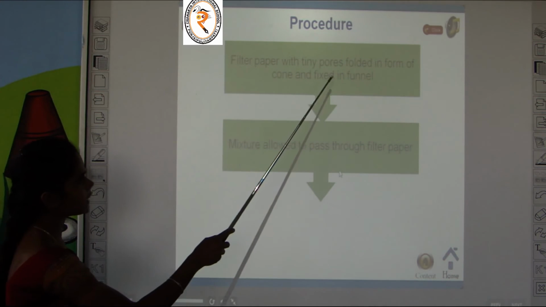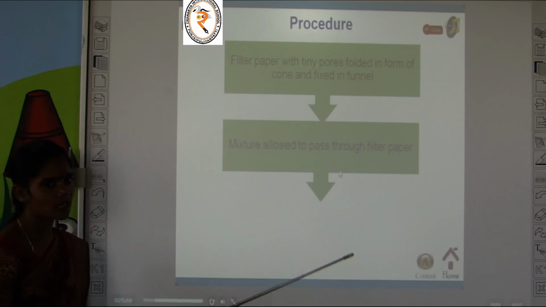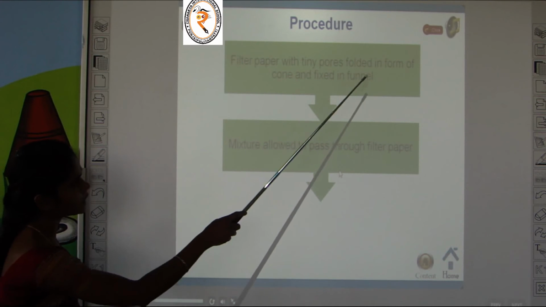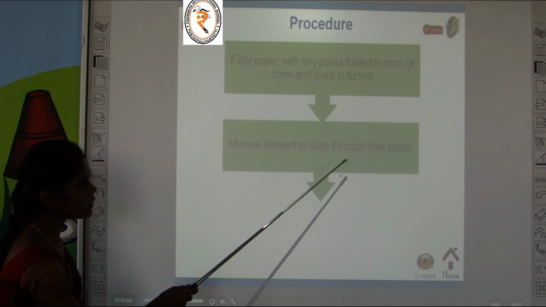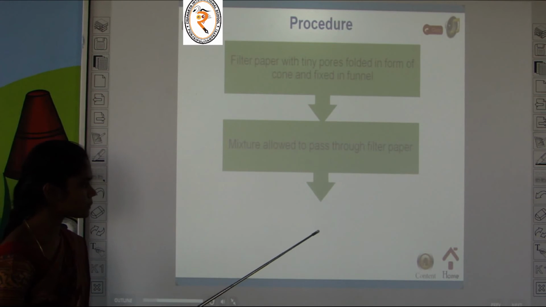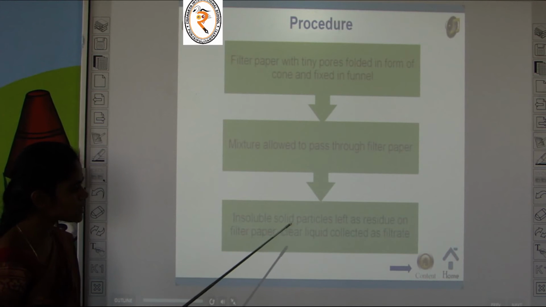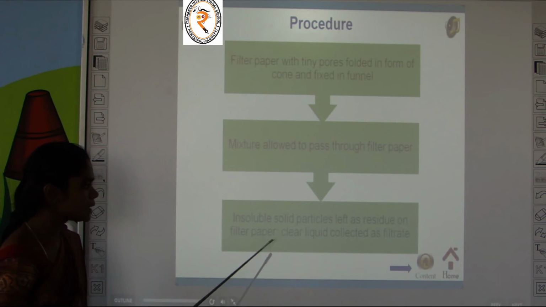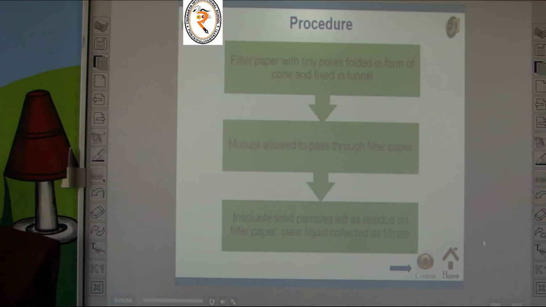Filter paper with tiny pores is folded in the form of a cone and fixed in the funnel. First we have to take the filter paper, fold it in the form of a cone and fix it in the funnel. Then the mixture is allowed to pass through the filter paper. When the mixture passes through, insoluble solid particles are left as residue on the filter paper, and clear liquid collects as the filtrate. So this method is known as the filtration method.